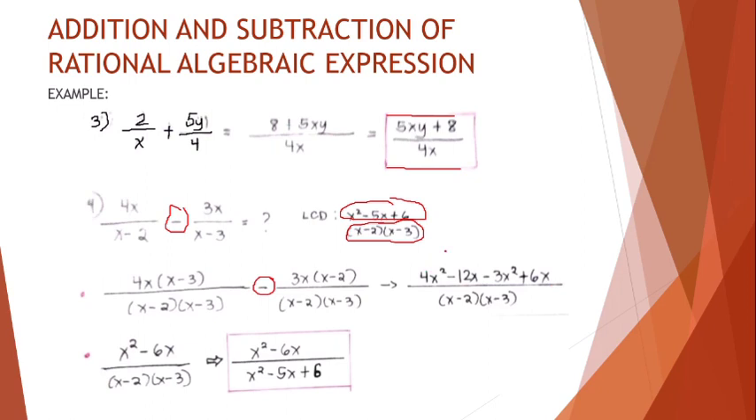Ngayon, simplify po. 4x squared minus 3x squared is x squared. Minus 6, so, negative 12x plus 6x, negative 6x. Since higher to negative. Ngayon, sa kanya na-simplify yung denominator nito. Ito yung sagot nyo.